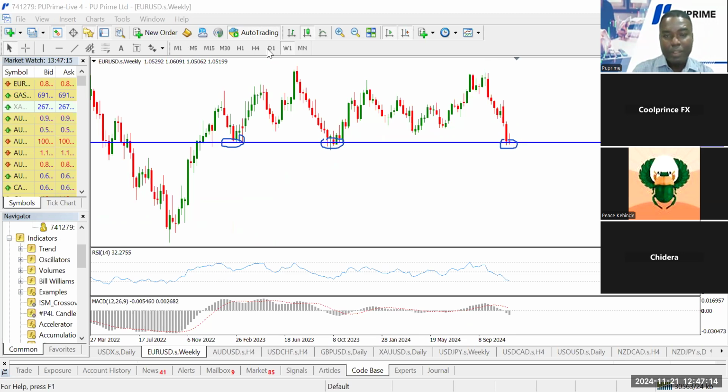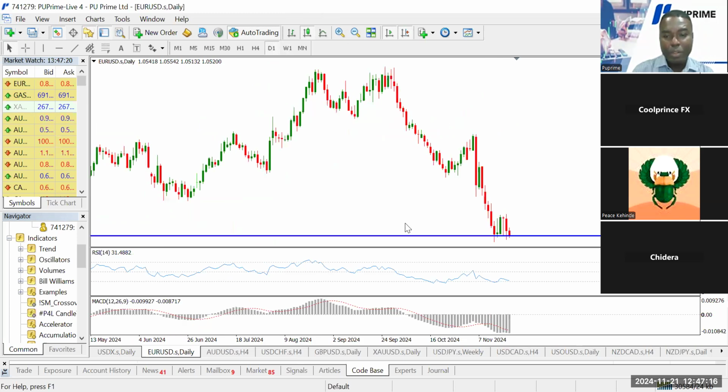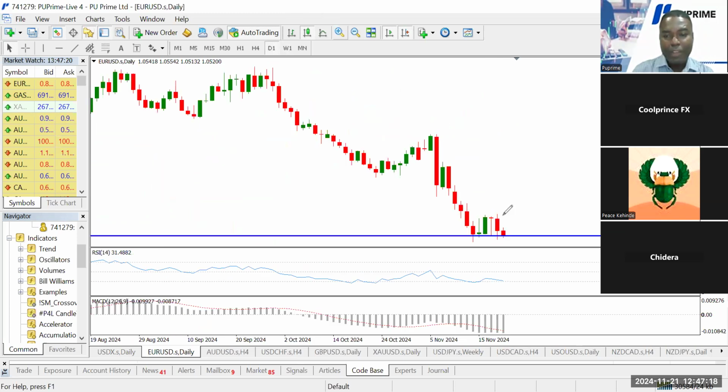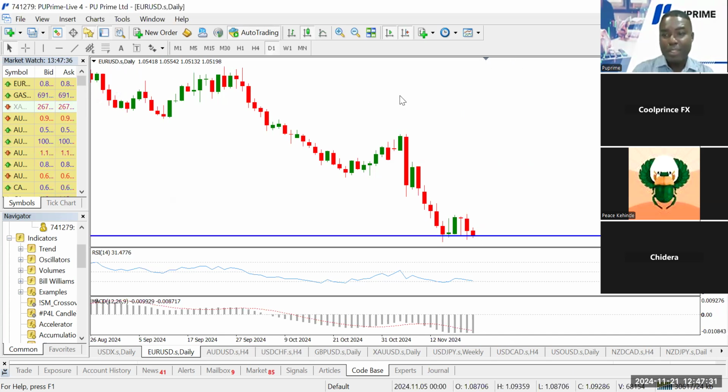Let's go to the daily. The candle for yesterday touched that support, and even the candle for today has touched the same support level, meaning that technically we are looking for an opportunity to buy the Euro USD. And it's very much in place because we're looking for an opportunity to sell the USD CHF. So buying the Euro USD is just very much in view.